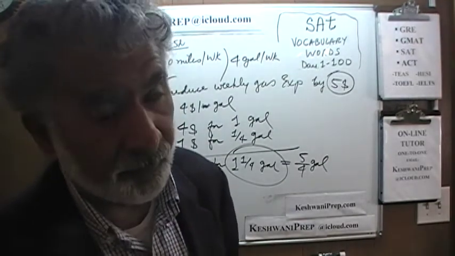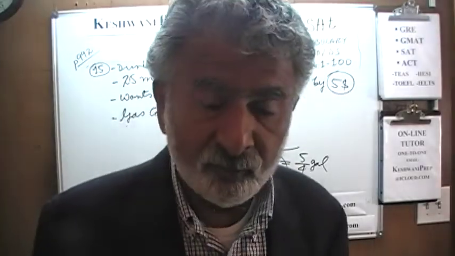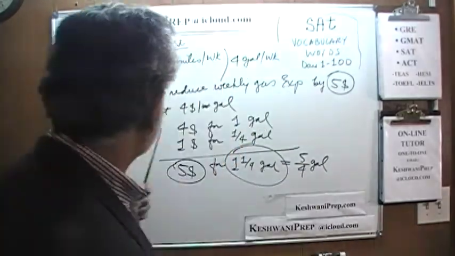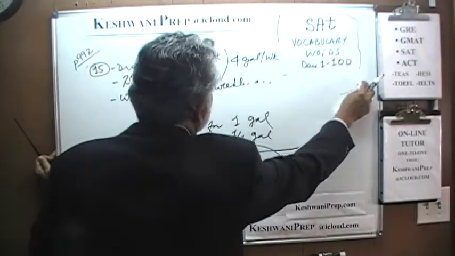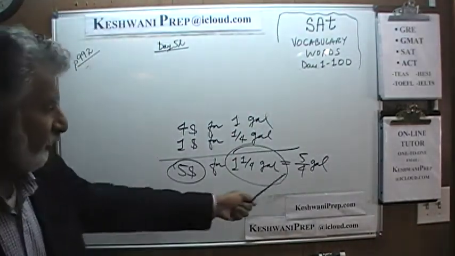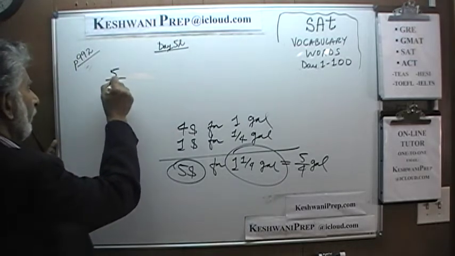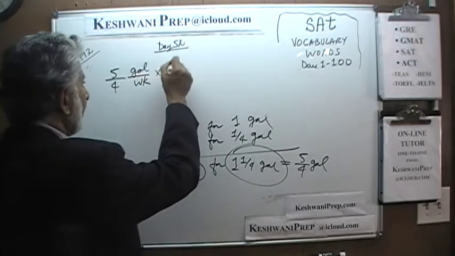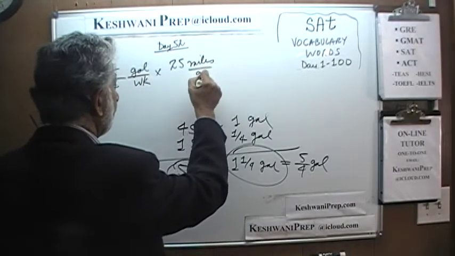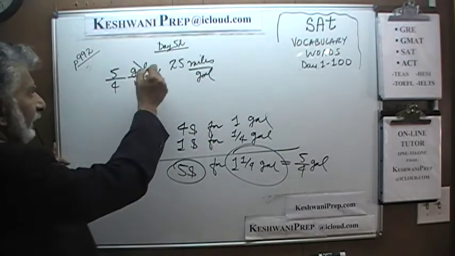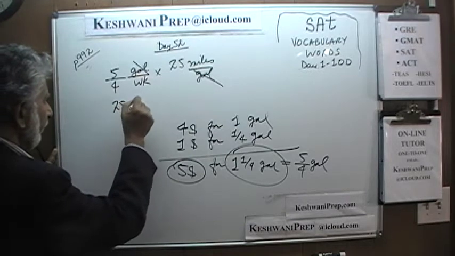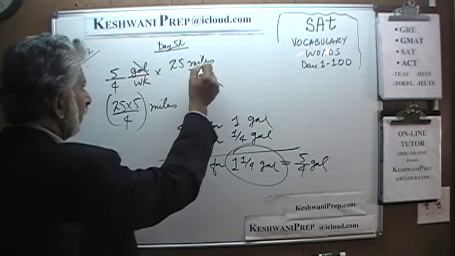And we also know how many miles he can drive per gallon. So we know his car gives him 25 miles per gallon, and now we know that he has to buy 5/4 fewer gallons per week, we can figure out how many fewer miles he drives in a week. Let's do it on top. So this is how many fewer gallons he has to buy: 5/4 gallon per week. And we also know that his car gives him 25 miles per gallon. That's the mileage of his car. As you can see, gallons drop out, and what we end up with is miles per week. 25 times 5 over 4 miles per week.